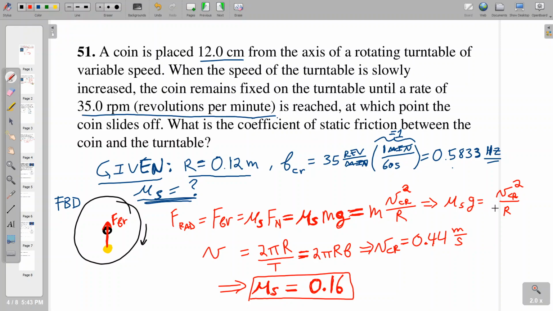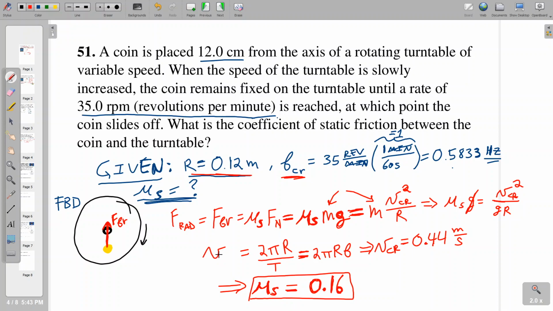I would end up with mu s g on the left-hand side equals v critical squared over r. So just canceling out the two masses there. Now, if I then divide both sides of this equation by g, on the left-hand side I would just have mu s, the thing that I'm looking for. So right now, I know g, I know that r is 0.12 meters because that was given to me. Now I just need to get from f critical, which was given, to v critical.